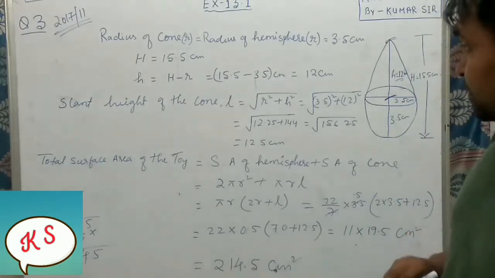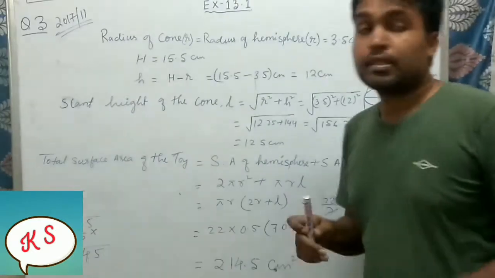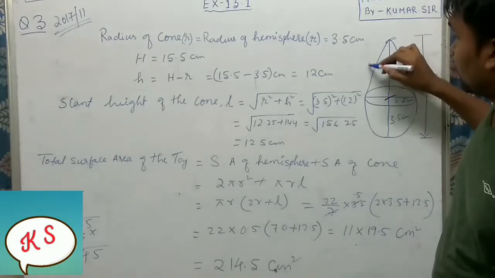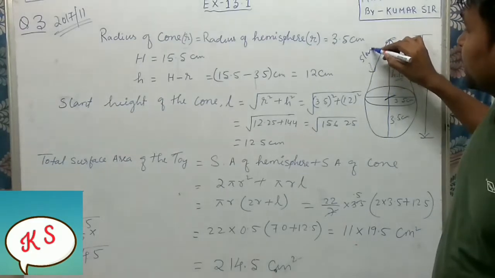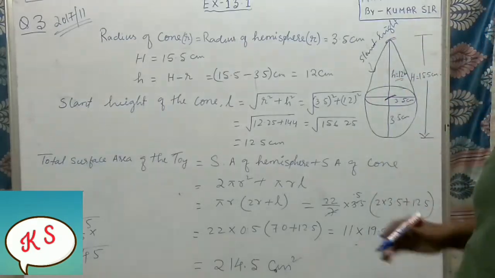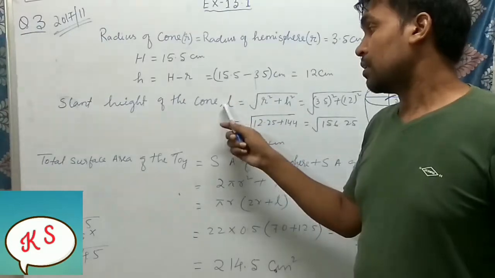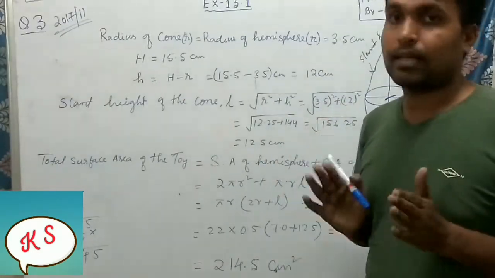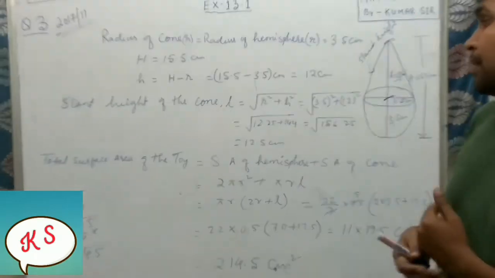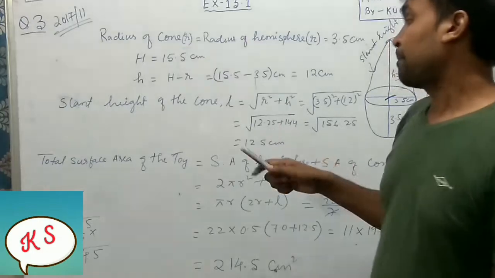Okay. Now slant height of the cone. This part is called the slant height. So the slant height of the cone is represented by L, and the formula for this was also given in the last video. Please visit the channel Kumar sir and watch the video first.